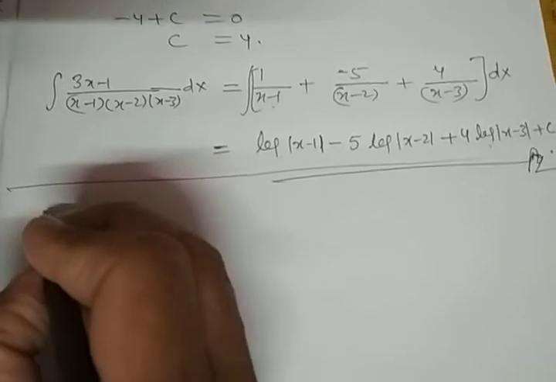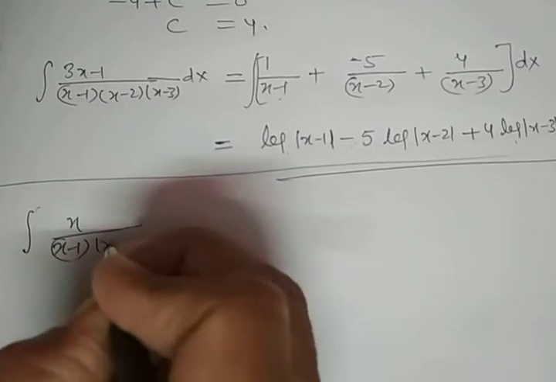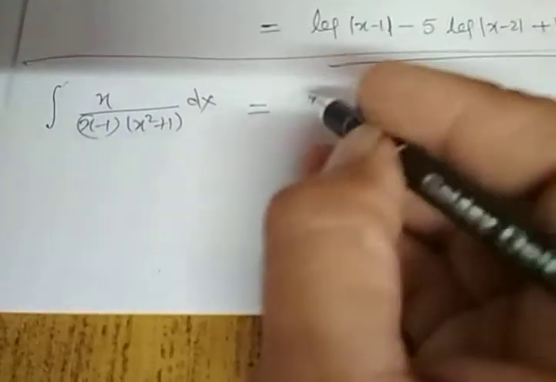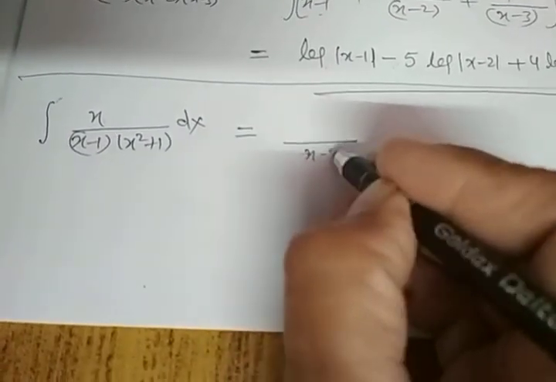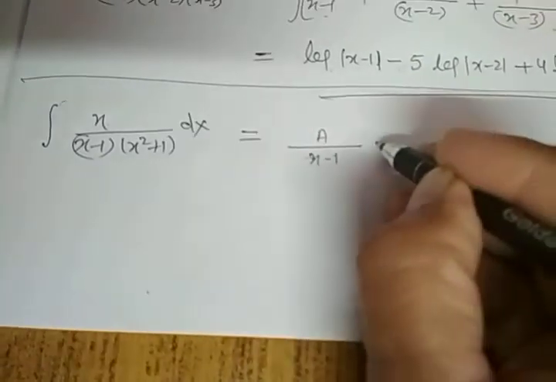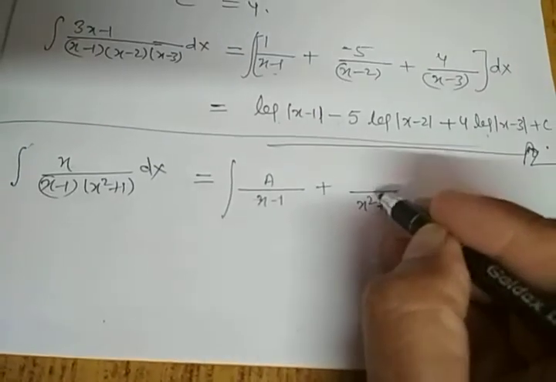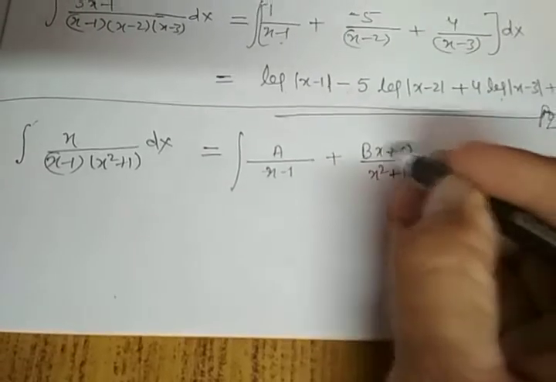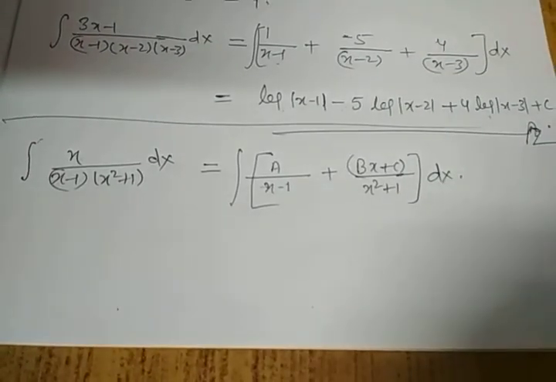See, if the integration is given x upon x minus 1 into x square plus 1, here also the degree of the numerator is less, so we do not have to divide, only we have to assign the numerators for each part. So for x minus 1, we have taken the numerator A, and for x square plus 1 we will take the numerator 1 degree less, any bx plus c, any linear expression we will take. Remember it, always we take 1 degree less numerator.